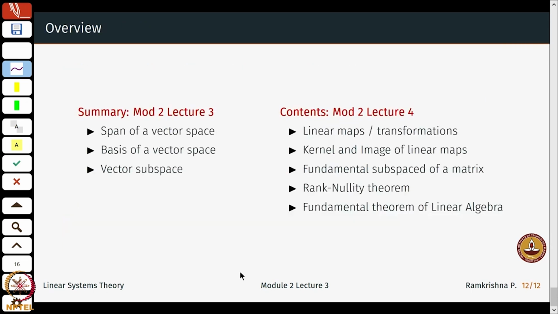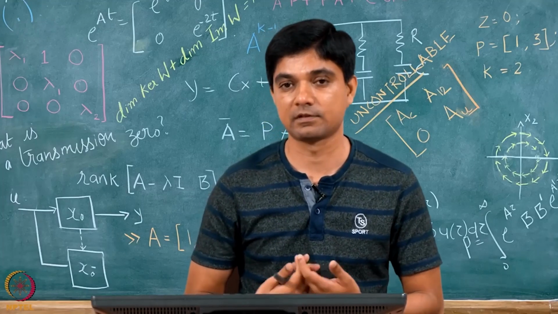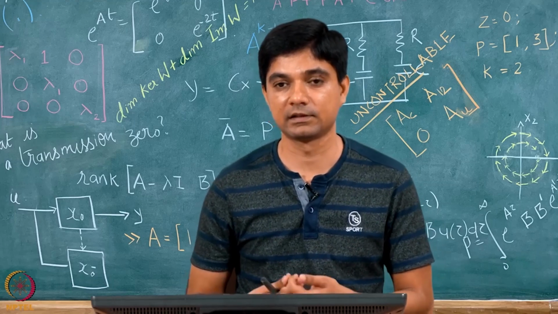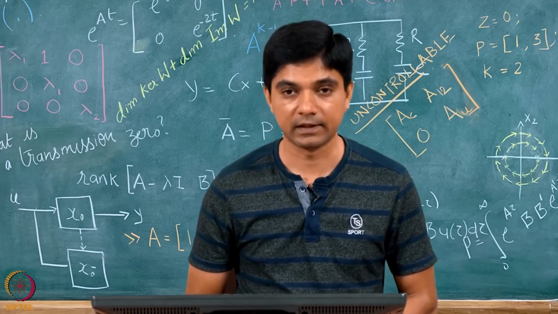So just to conclude, what we learned were the span of a vector space, the basis of a vector space, and the subtle difference between the span and the basis. That should be in your mind, and you must always remember it by heart. And of course, the notion of a vector subspace, and we will use these concepts to build upon things related to linear maps and other properties of linear maps called the kernel, the image, and so on. And that will be the part of the next lecture.